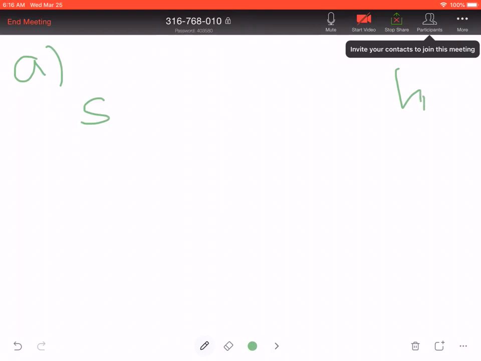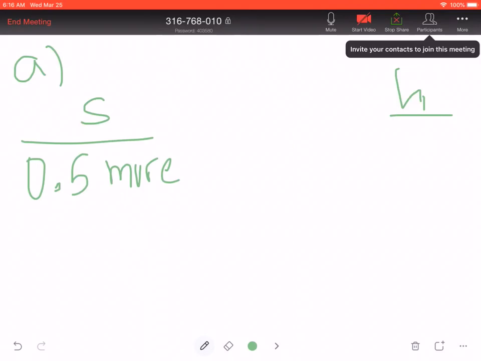If we look back, he decides he'll spend half an hour more studying Spanish than he will history. So I would say something like this, right? 0.5 more. Okay, that's something to keep in mind. And then A says let H represent the amount of time he spends studying history, and write an expression that represents the amount of time studying Spanish.